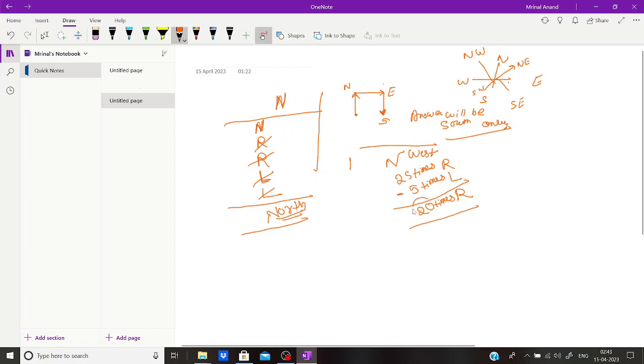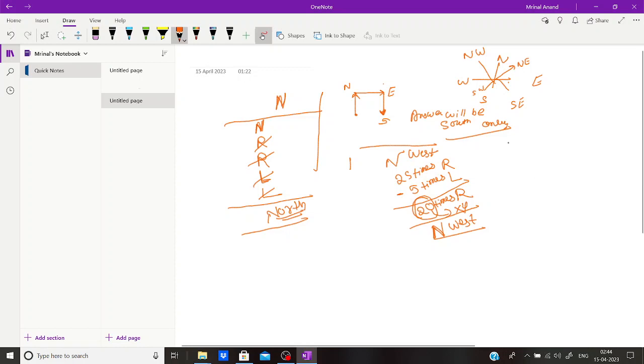So if this digit 20 is a multiple of 4, then you are going to get the same answer, that is northwest. So your answer will be northwest.